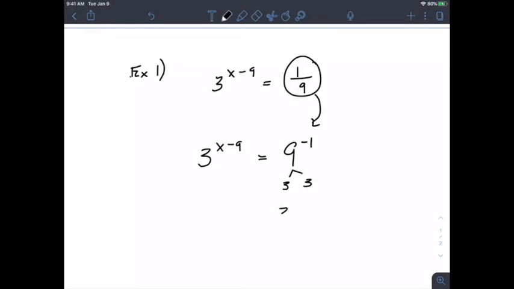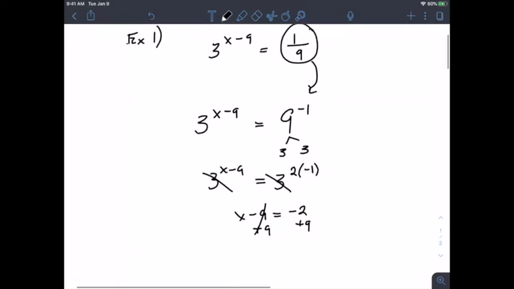So this will be 3 and 3. So this will be 3 squared. Now I have to get that negative 1 in there as well, so I'm going to multiply it. On the other side equals 3 to the power of x minus 9. I'll drop my bases. So I get x minus 9 is equal to, in this case, negative 2. So I'll solve it like normal. So add 9 to both sides, add 9. X is going to equal 7.